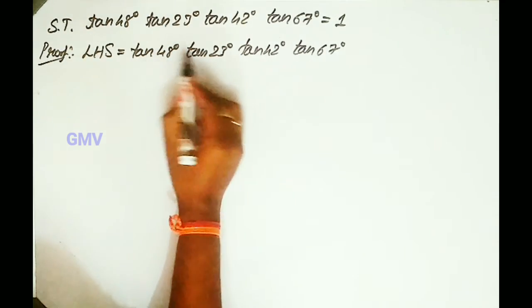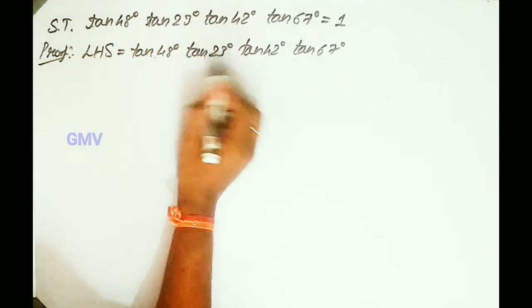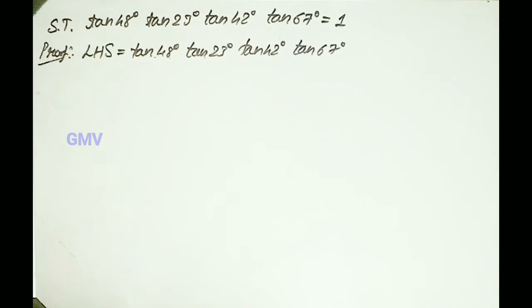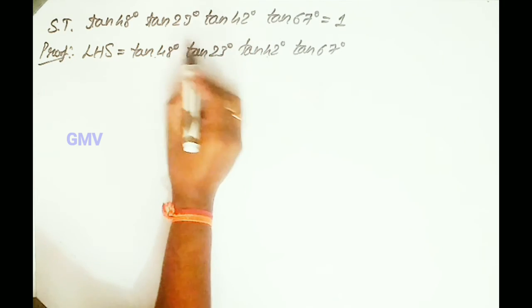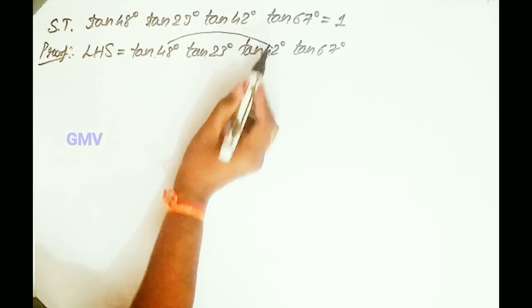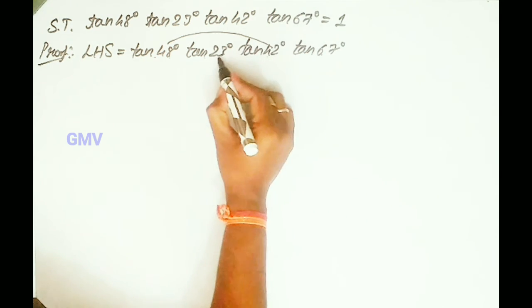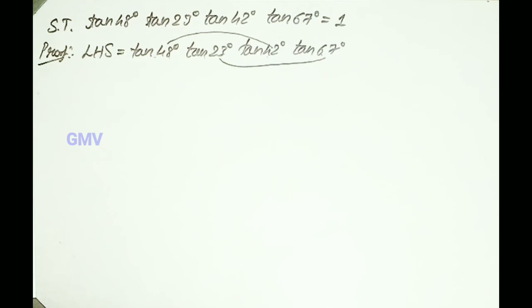Here there are no complementary trigonometric ratios. All are tan, but the angles are complementary here. See, here 48 degrees is there, here 42 degrees is there. These two are complementary, and here 23 degrees is there, and here 67 degrees is there. These two are complementary, meaning their sum is 90 degrees.